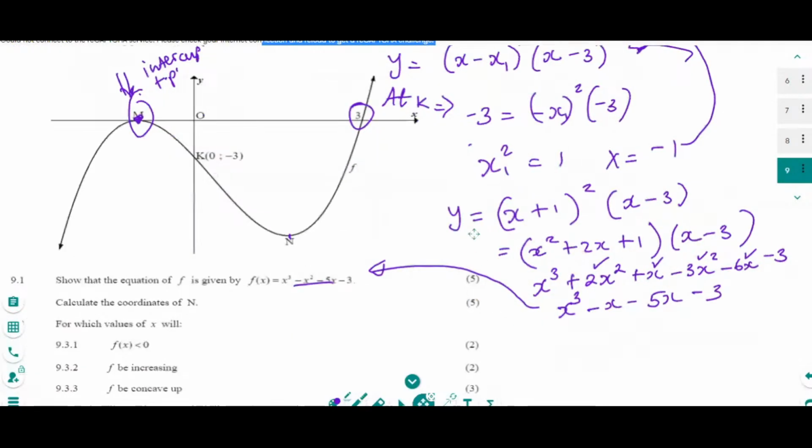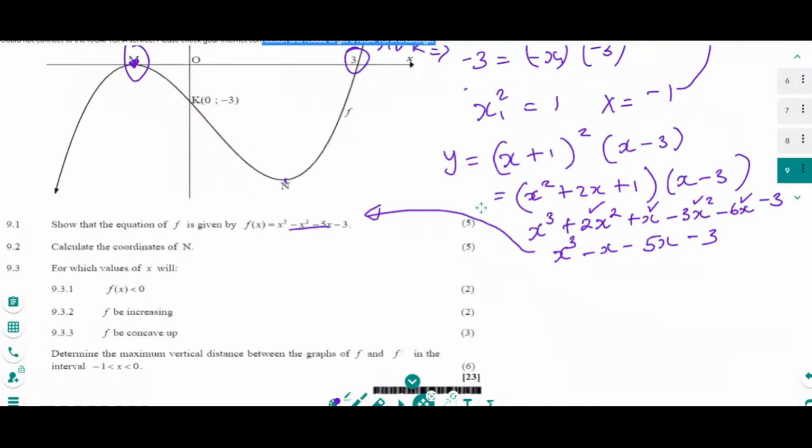We know that N is a turning point, and at the turning points, the gradient of the graph will always be 0. So with the turning points, I can find the first derivative. So f prime of x is going to be 2x squared, sorry, minus 2x minus 5.